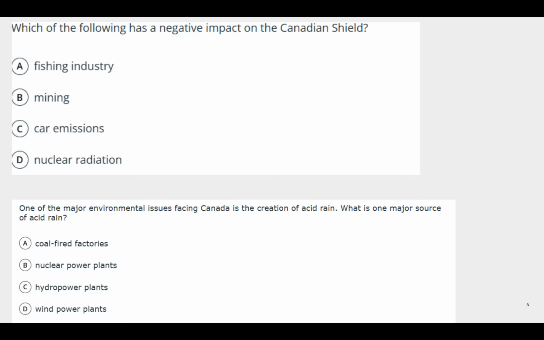Now, next, one of the major environmental issues facing Canada is the creation of acid rain. What is one major source of acid rain? Guys, acid rain is because of, of course, coal-fired factories. We talked about how coal-fired factories, car emissions, things like this hurt the air, and then once the air meets the clouds, it creates this acid rain and it kills a lot of the habitat. Also, guys, don't forget about deforestation. That is when we clear-cut the area, clearing an area by cutting everything.